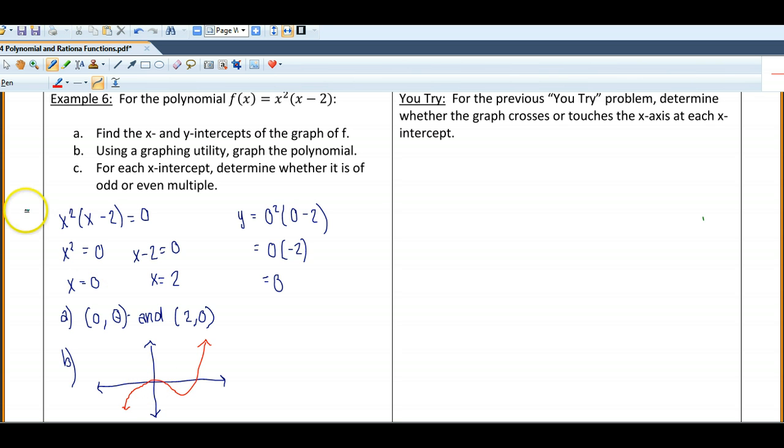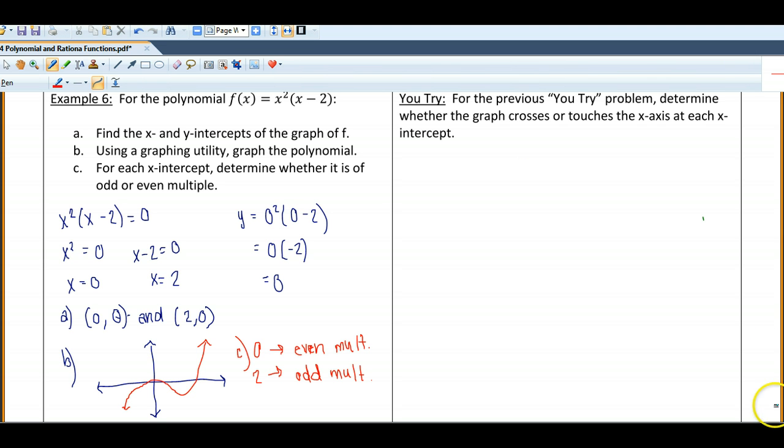This point, 0, is derived from the x squared, so it has a multiplicity of 2. So 0 is of even multiplicity. And 2, because it's only to the power of 1, is of odd multiplicity. Okay? So this is part C. I'll let you guys do this one.